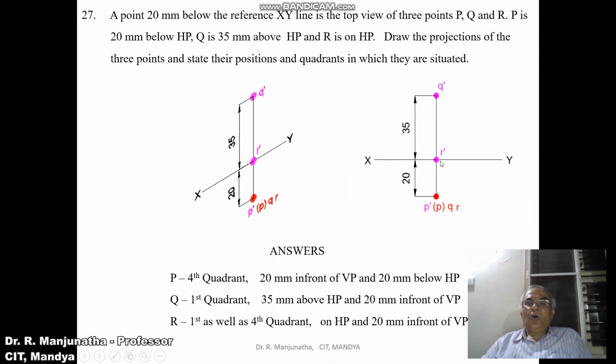So it is on HP. The point capital R is on HP and 20 mm in front of VP. So this is how you will be able to write the final solution.